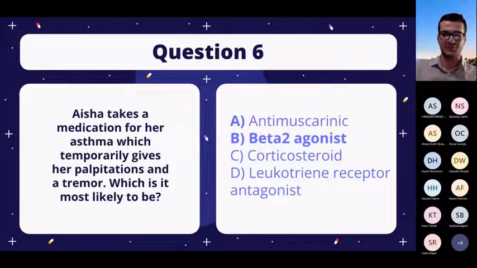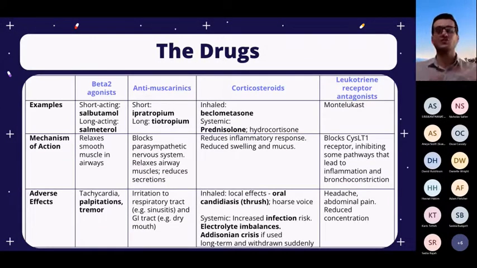So this is just a summary table. We won't go through all of this, but these are some of the key drugs you need to be familiar with for asthma. You've got your beta agonists, which widen your airways by activating those receptors that you would activate if you were running away from a lion, those sympathetic nervous system receptors.